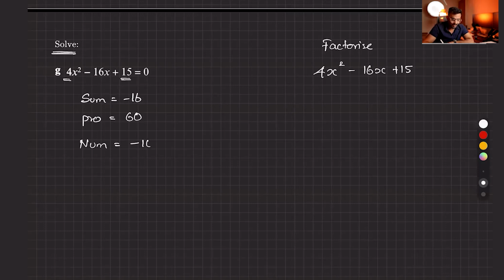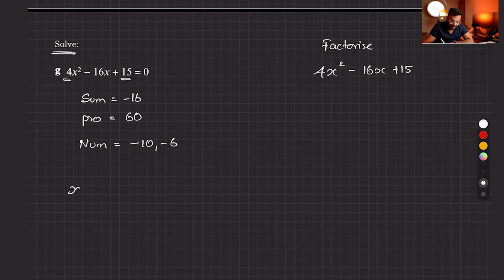That would be minus 10 and a minus 6, isn't it? Minus 10 times minus 6 is positive 60. If you add them, you get minus 16. Everyone agree with that? Those are the numbers. And now what do I do?